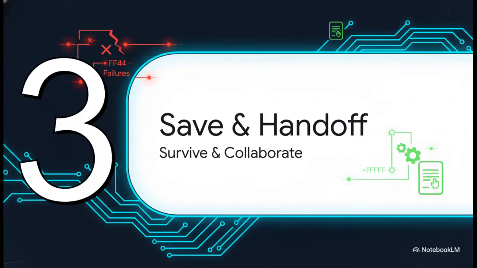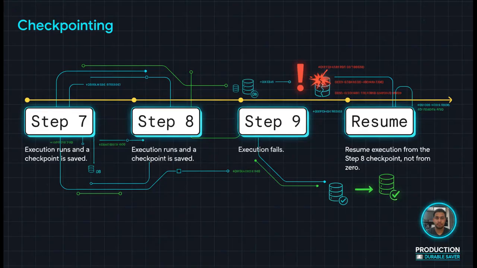Now let's talk about making agents that can actually survive out in the real world. And that means handling failures, handling pauses, and collaborating properly between multiple agents. Checkpointing is basically a save file for your agent. At every single step, LangGraph can save a complete snapshot of the entire state. So if your agent fails at step 9, you don't have to restart from the very beginning, you just resume right from the last successful checkpoint.